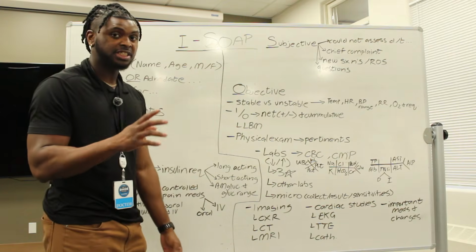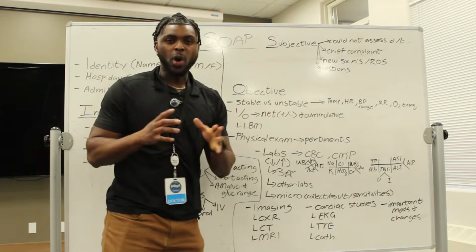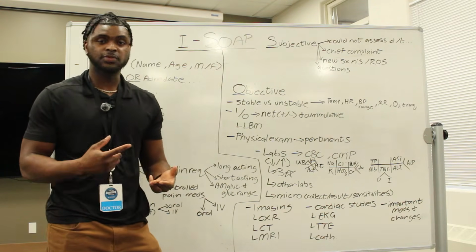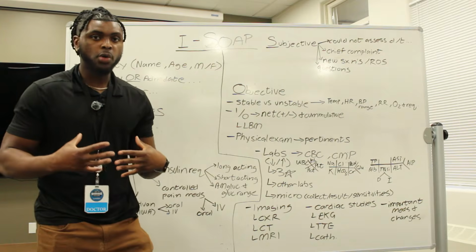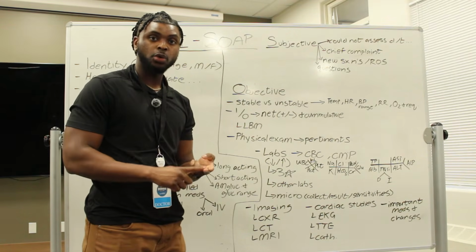If you are able to get a subjective out of a patient, you're going to want to talk about, one, the chief complaint. Why did they first come to the hospital? Was it chest pain? Was it shortness of breath? Was it nausea, vomiting? Was it abdominal pain? Always mention that first chief complaint, and is it getting better, worse, or the same?